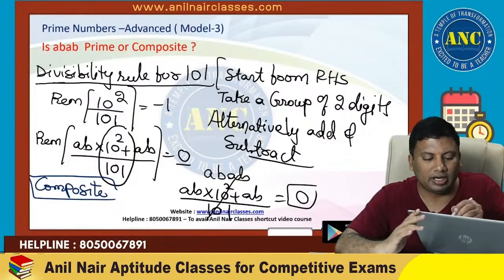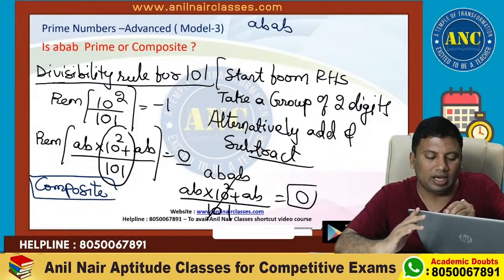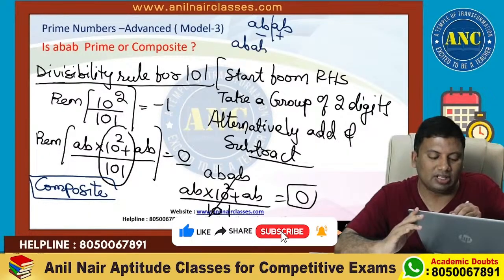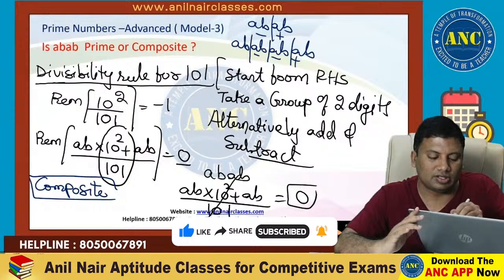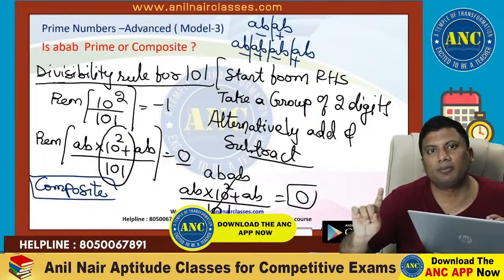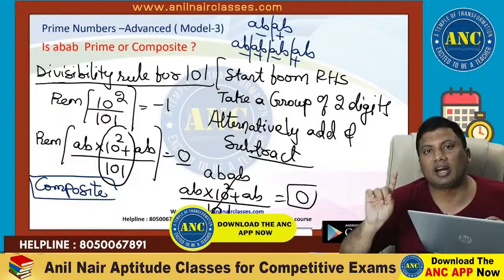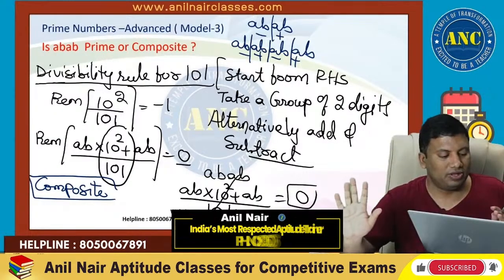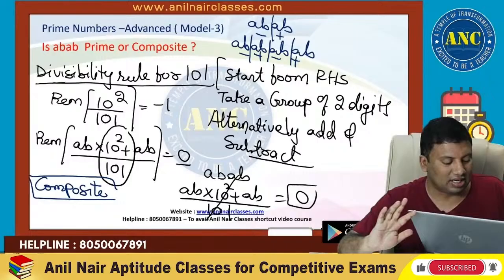Very important conclusion: AB plus minus, it is 0. If I write it 4 times, AB plus minus, it is also 0. Any 2-digit number written an even number of times is always divisible by 101. I hope the idea is clear. We will write that point.